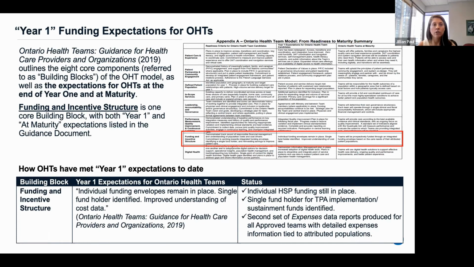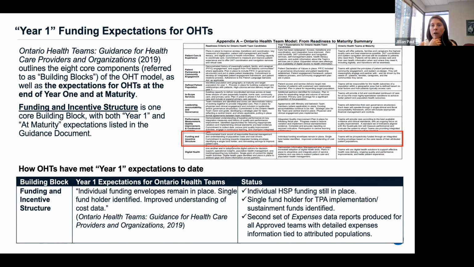So for the building block around funding and incentive structure, when we look back at this table, the status of that building block shows us that we have met what we had termed early on as year 1 expectations, in that individual health system providers are still being funded within their ongoing existing relationships, but a single fund holder has been identified, and that single fund holder is receiving the implementation funds that the ministry has been providing, and using those to support OHT operations.